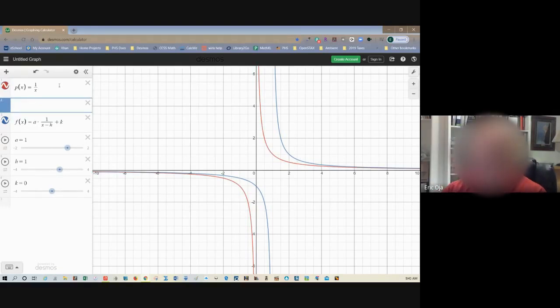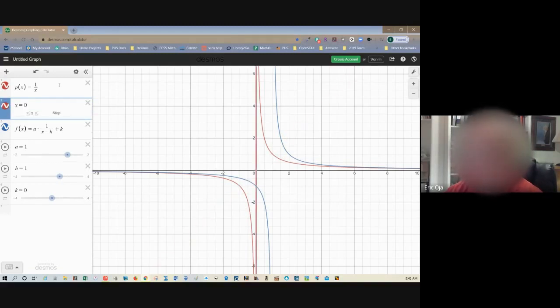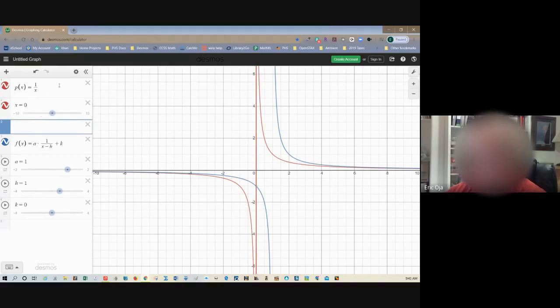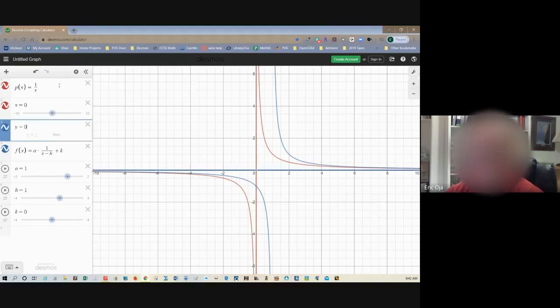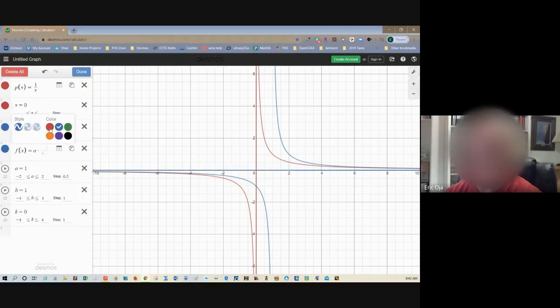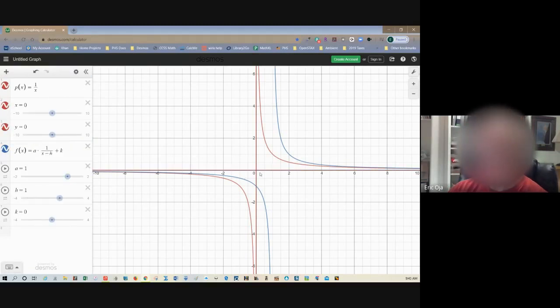So if I graph the function, there are my original asymptotes, and there's the point of intersection.